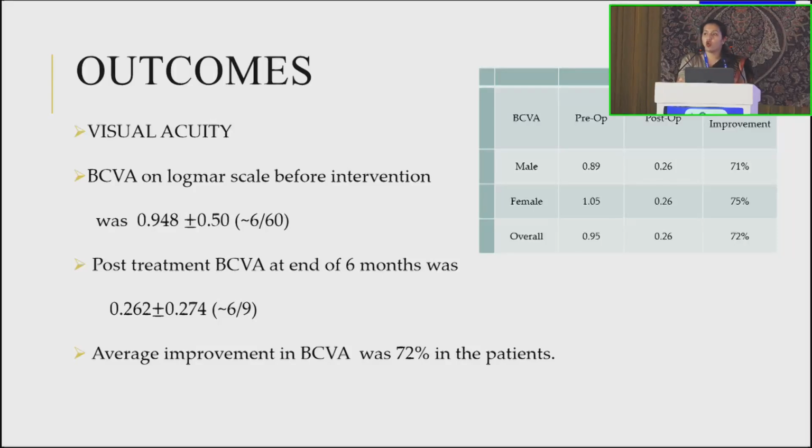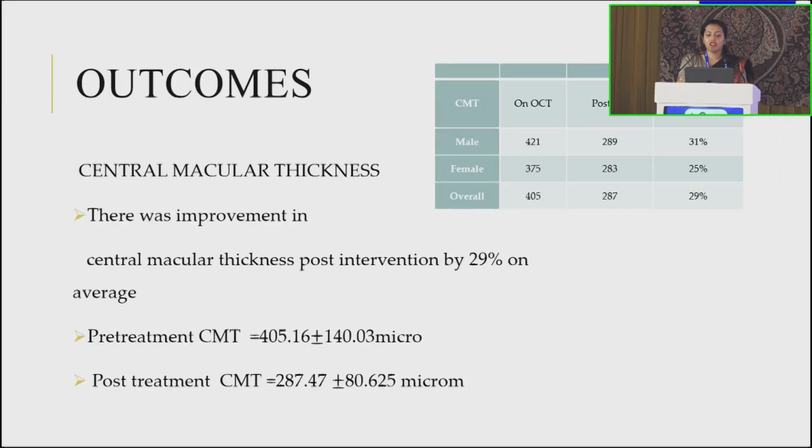The visual acuity on logMAR before intervention was approximately 0.66 on average, and after intervention at the end of 6 months was 0.69, and there was a 72% improvement in patients. The central macular thickness post-intervention improved by 29%. The pre-treatment was around 405 microns and post-treatment went to 287.